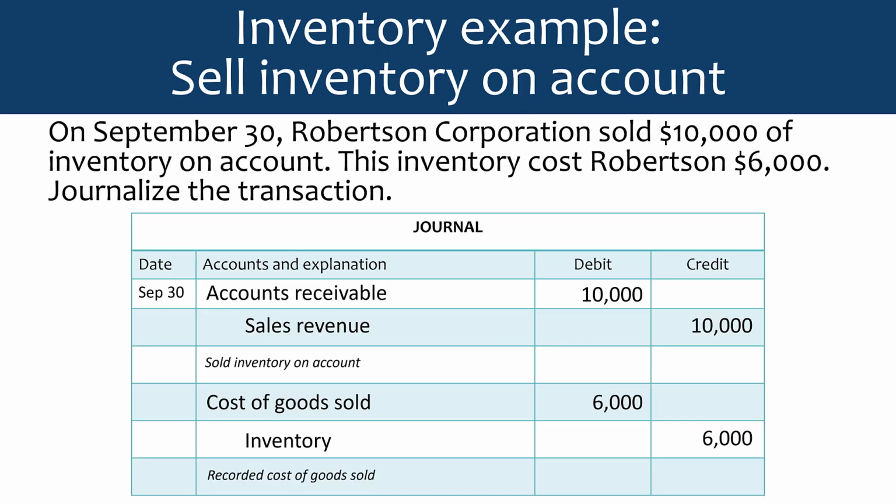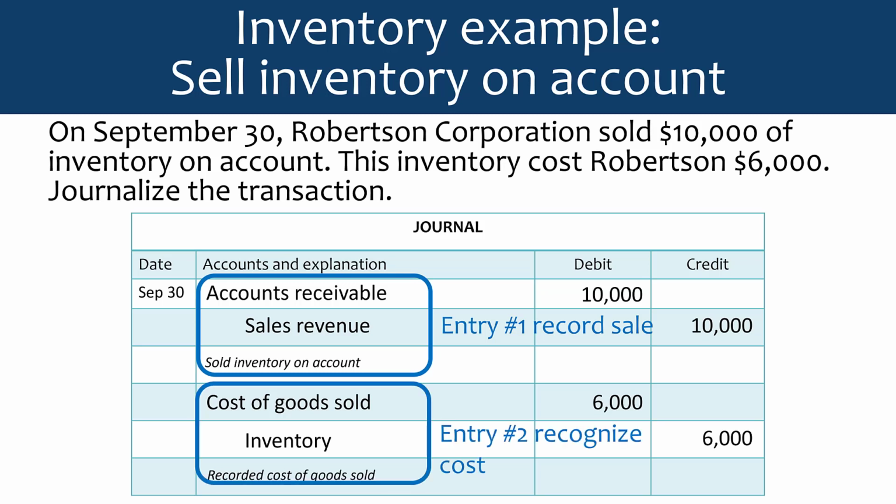Selling inventory on account requires 2 entries. In our example here, on September 30th, Robertson Corporation sold $10,000 of inventory on account. This inventory cost Robertson $6,000. We need to journalize the transaction. The first entry will be recording the sale. We will debit accounts receivable for $10,000 and we will credit sales revenue for the $10,000. That first entry is to record the sale.